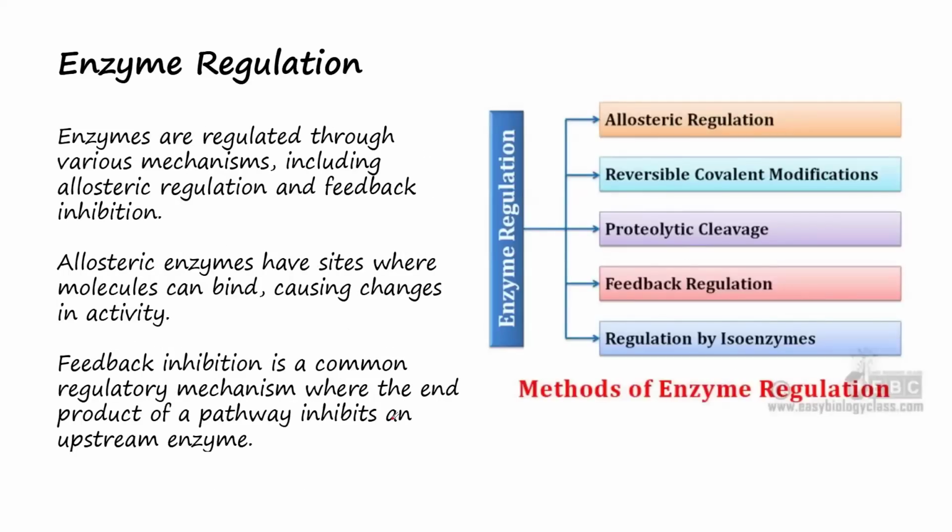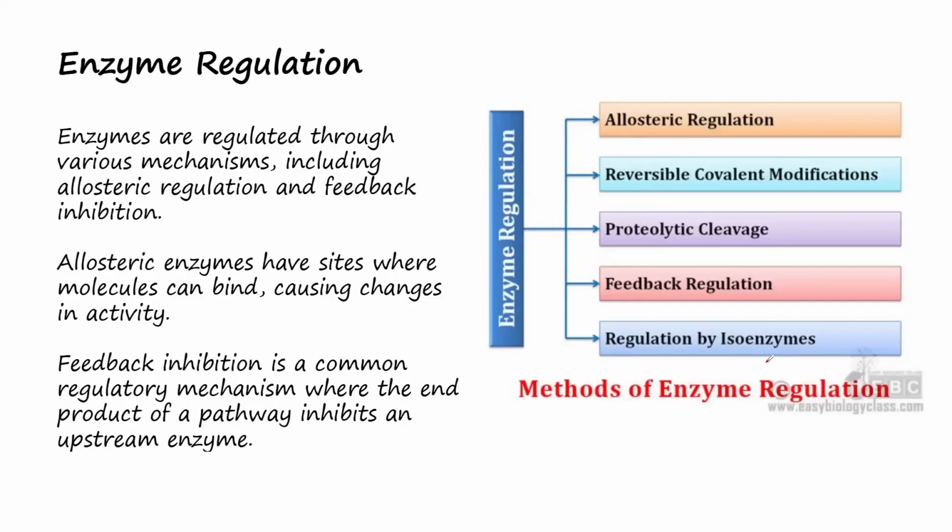So what is enzyme regulation? That is how you can control the enzymes. You can decide to increase the enzyme's activity, you can decide to decrease the enzyme activity, and you can even decide to turn it off or on. Enzymes are regulated through various mechanisms, including allosteric regulation and feedback inhibition. And these are some of them here. We have allosteric regulation, reversible covalent modification, proteolytic cleavage, feedback regulation, and regulation by isoenzymes.